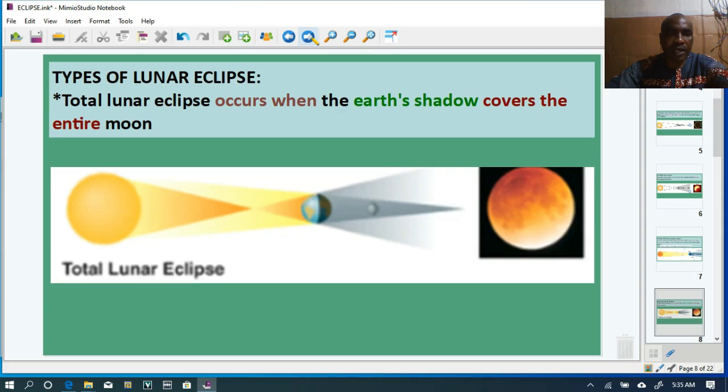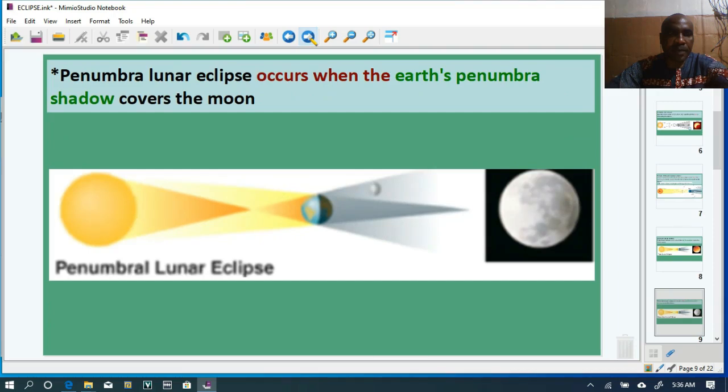Types of lunar eclipse. Different types of lunar eclipse exist. 1. Total lunar eclipse. It occurs when the Earth's shadow covers the entire moon. The second type of lunar eclipse is called the penumbral lunar eclipse. It occurs when the Earth's penumbra shadow covers the moon.